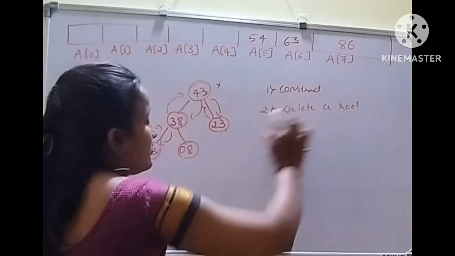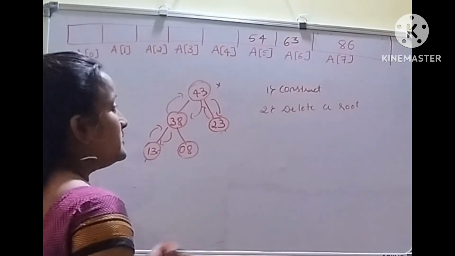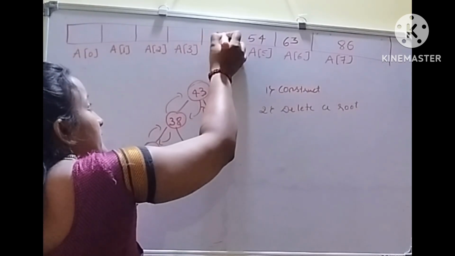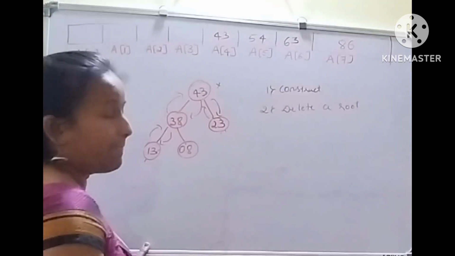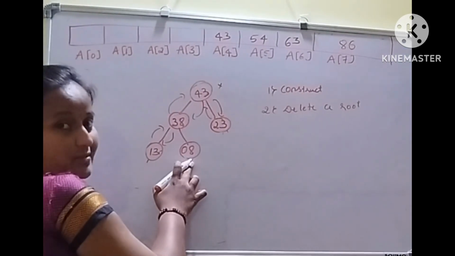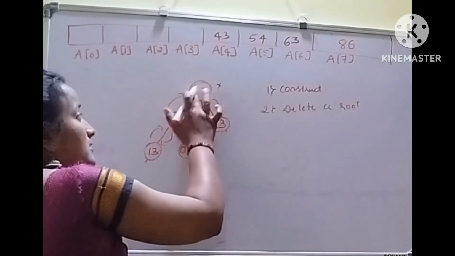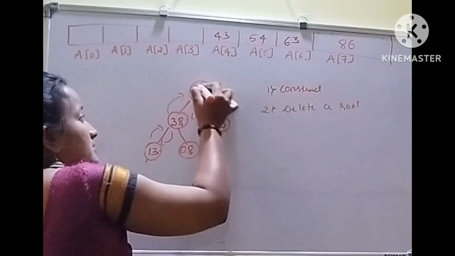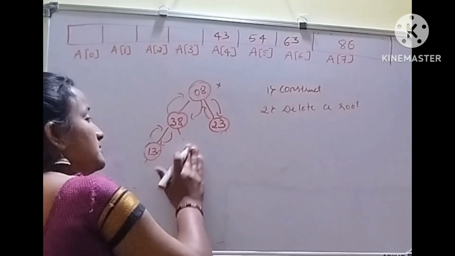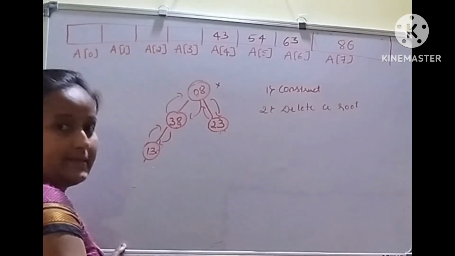Now after that, again we have to apply the second step, that is delete the root node. The 43 is the root node now. That 43 will be deleted and goes into the array. So with this 43, which node do we have to replace it with? The last node of this complete tree. The 08 is the last value of this heap. This value will be erased.